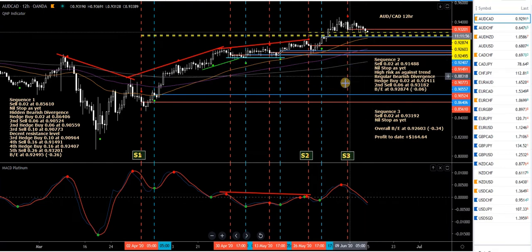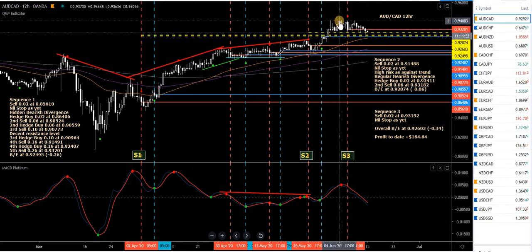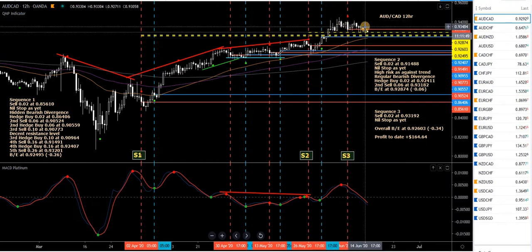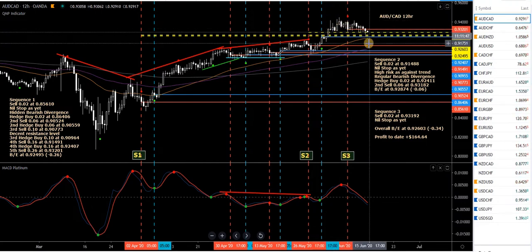AusCAD, there was a buy trade on this candle. It had gone up, it already closed half, had a stop in place, it's come down and stopped me out on that. Gave me $3.83 profit.